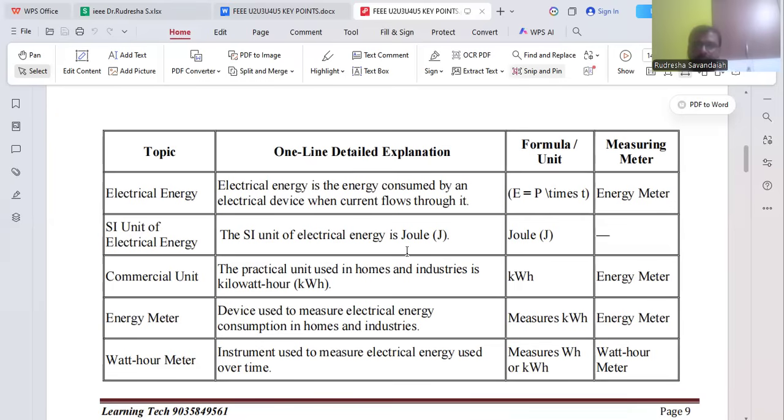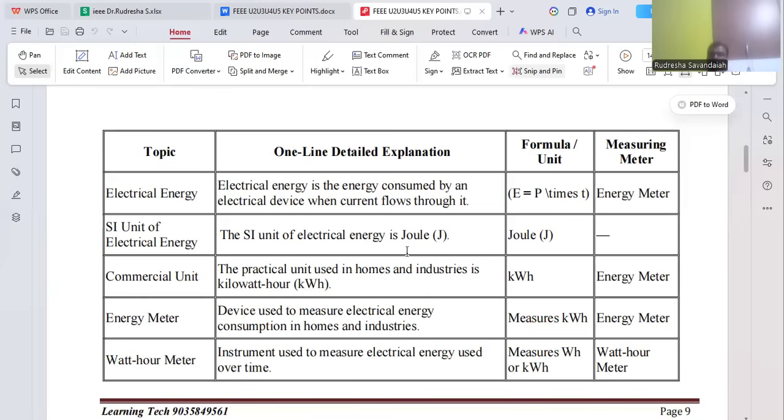What is meant by commercial unit? The practical unit used in homes and industries is the kilowatt hour, kWh. This is the commercial unit. The energy meter is a device used to measure electrical energy consumption in homes and industries, measured in kilowatt hours.